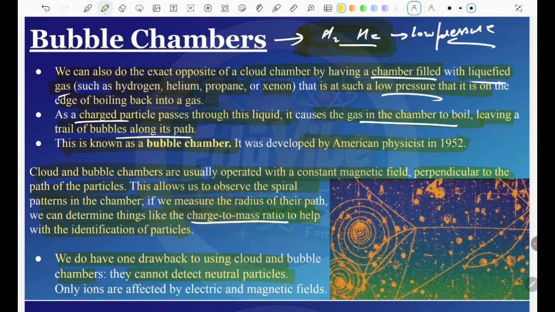They only detect the charged particles, the electron, proton, and their antiparticles too, but they do not detect the neutral particle, which is the neutron. They don't do anything with the neutral. They don't detect the neutron in that.